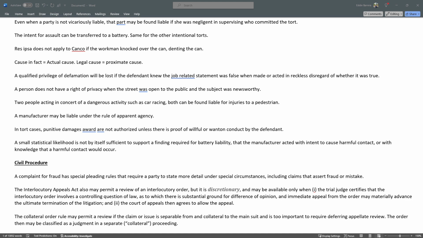A person does not have a right of privacy when the street was open to the public and the subject was newsworthy. When two people act in concert in a dangerous activity such as car racing, both can be found liable for injuries to a pedestrian. A manufacturer may be liable under the rule of apparent agency.